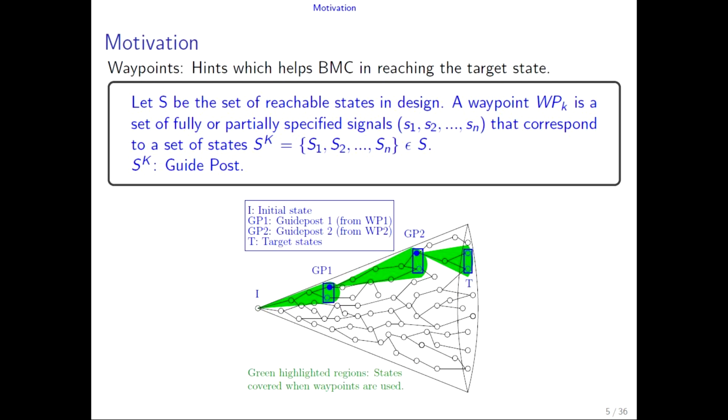So here we introduce the concept of waypoints. Waypoints are nothing but a set of signals which is fully or partially specified with data values. And these signals along with the data values correspond to a set of states which we call gate post. In the cone diagram, which is a state space traversal diagram, if we are using waypoints to reach the target state T, which is on the rightmost side, then we will be covering only the green areas in the state space, unlike the case where we don't have waypoints, where we would be covering a much larger area, consuming a good amount of time.